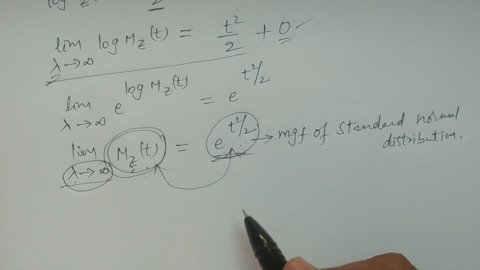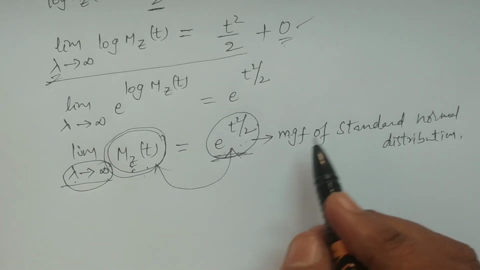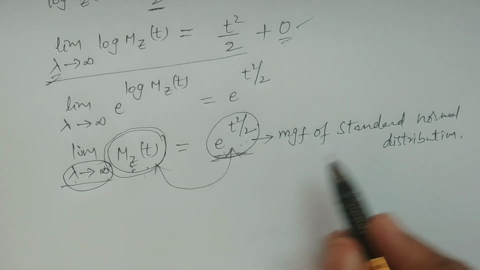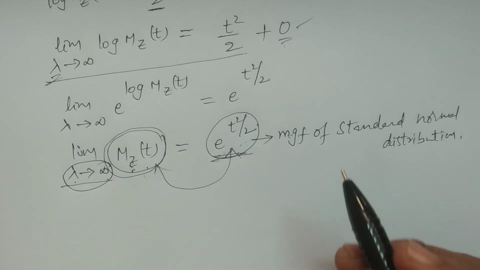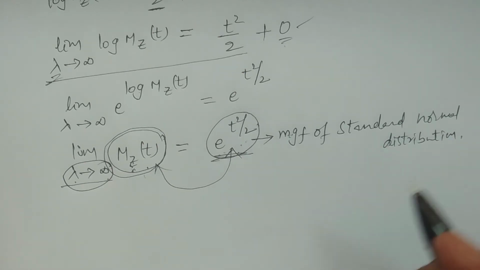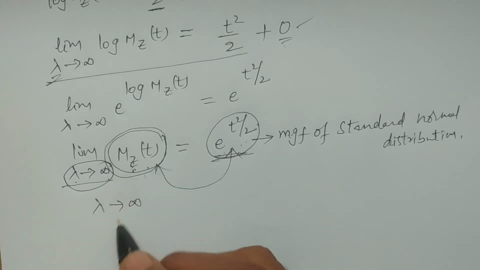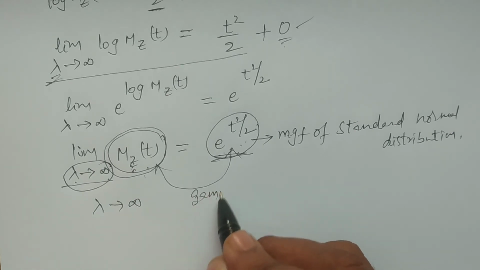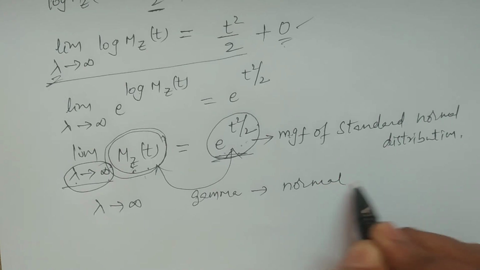So as lambda tends to infinity, the gamma distribution tends to a normal distribution. By the uniqueness theorem, we can state that as lambda tends to infinity, the gamma distribution tends to a normal distribution.